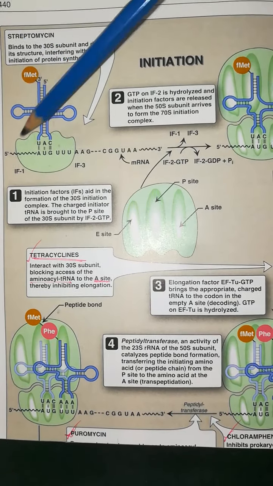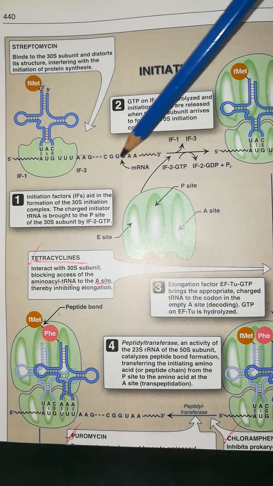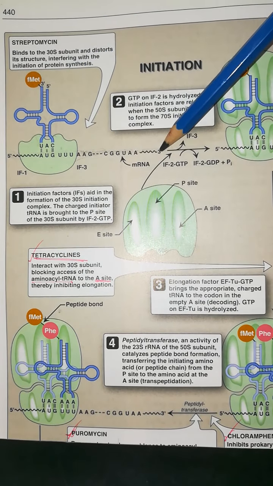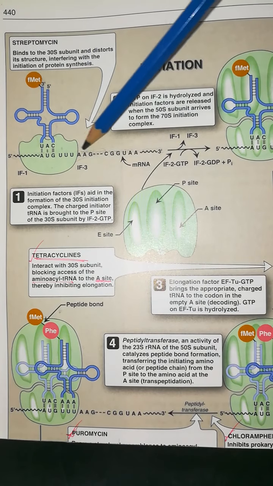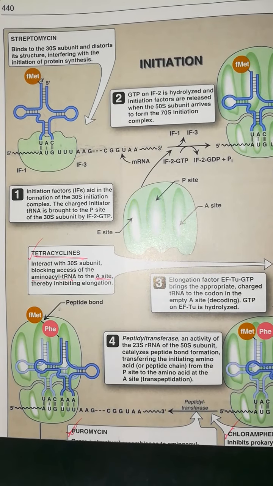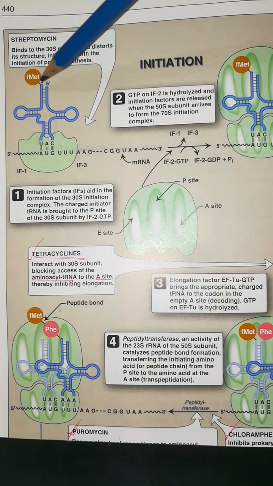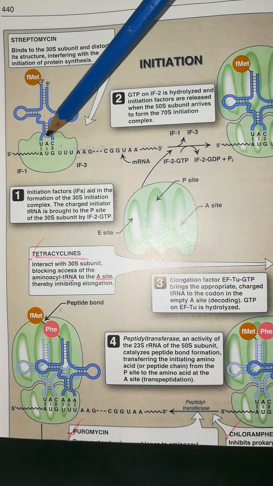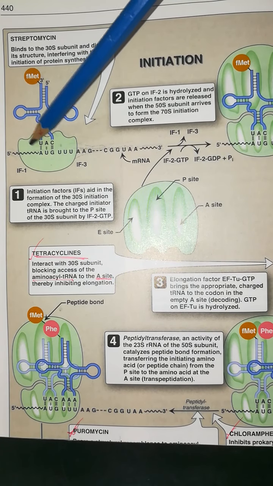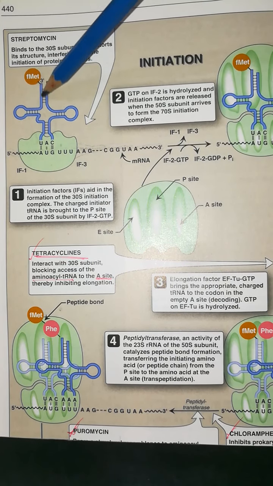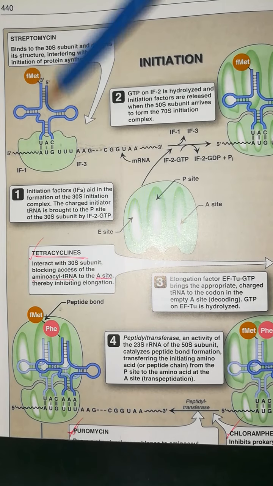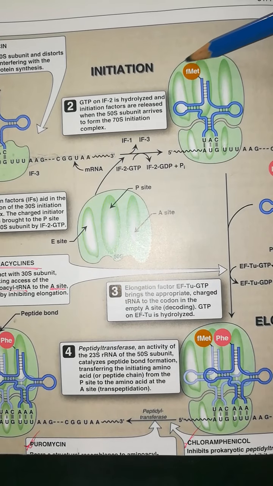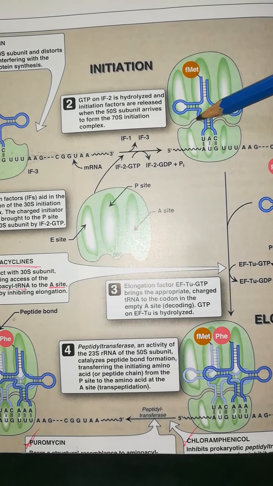This nucleotide base is mRNA. This is the mRNA, 5 prime end to 3 prime end. This mRNA we get from the transcription process, and this is tRNA, and this one is the small ribosomal subunit. This green color is the small ribosomal subunit. This is tRNA, and you also follow that this one is the large ribosomal subunit.